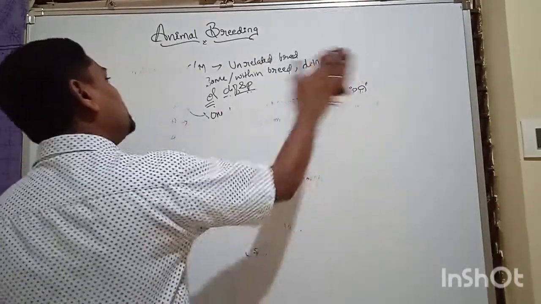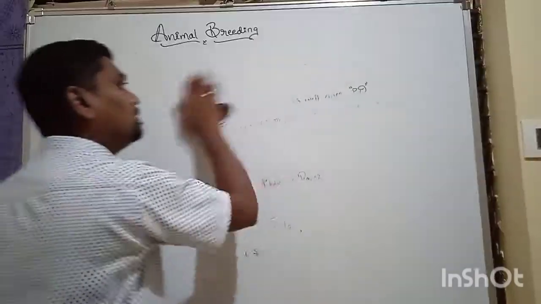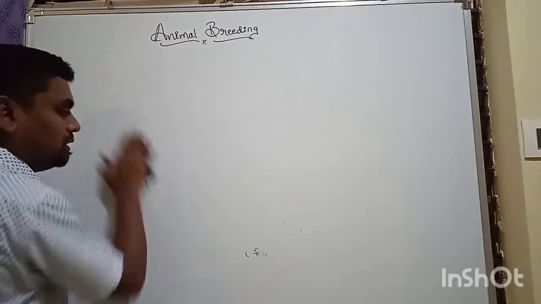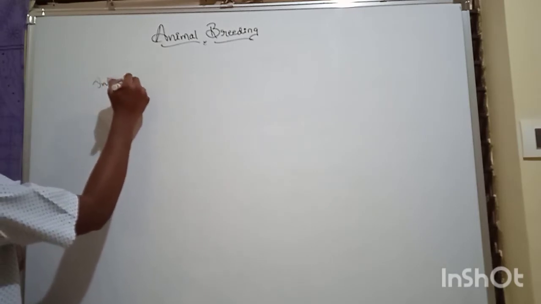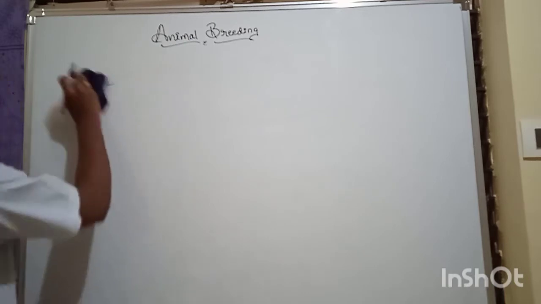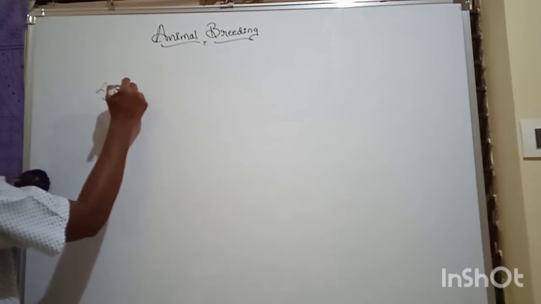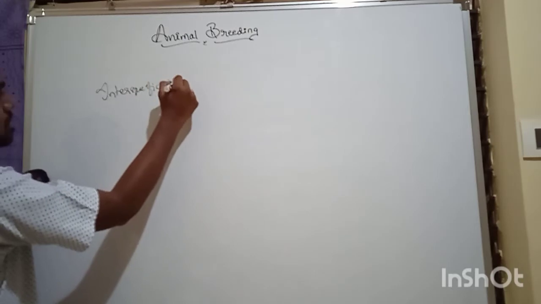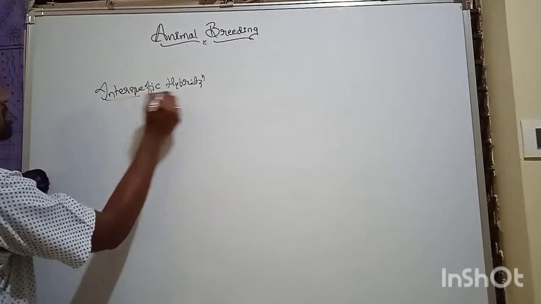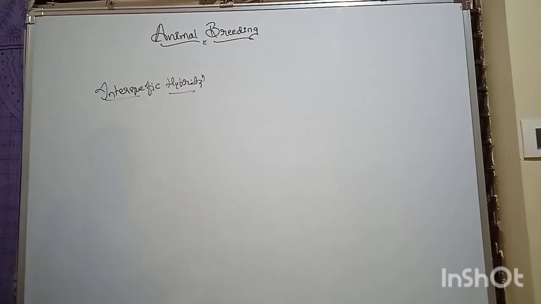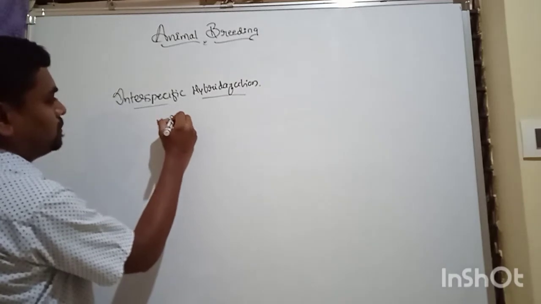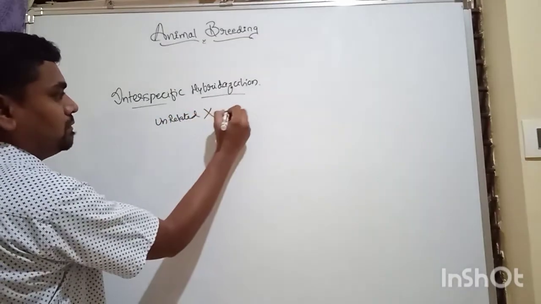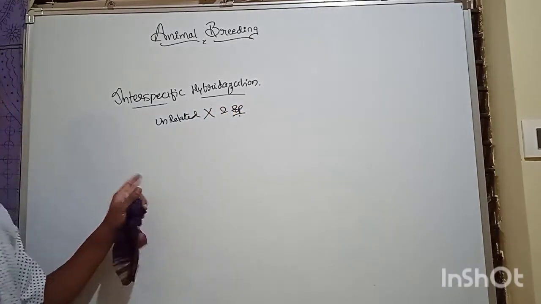Interspecific hybridization. What is interspecific hybridization? Two unrelated species crossing between two species. What will we study in interspecific hybridization? What happens in interspecific hybridization? It is the crossing between two unrelated species.